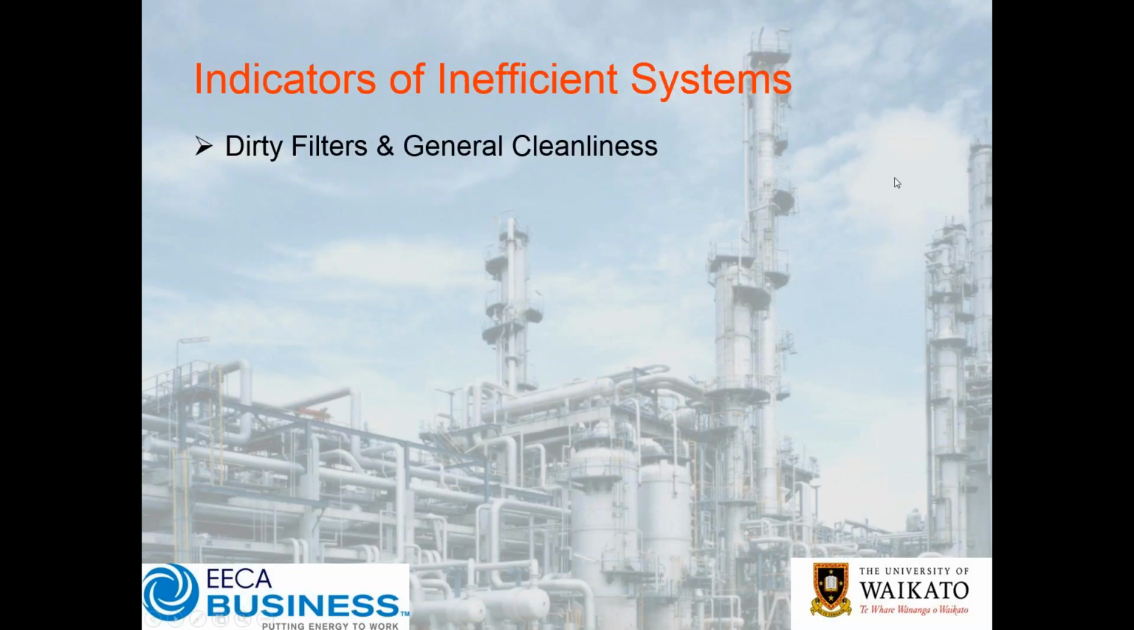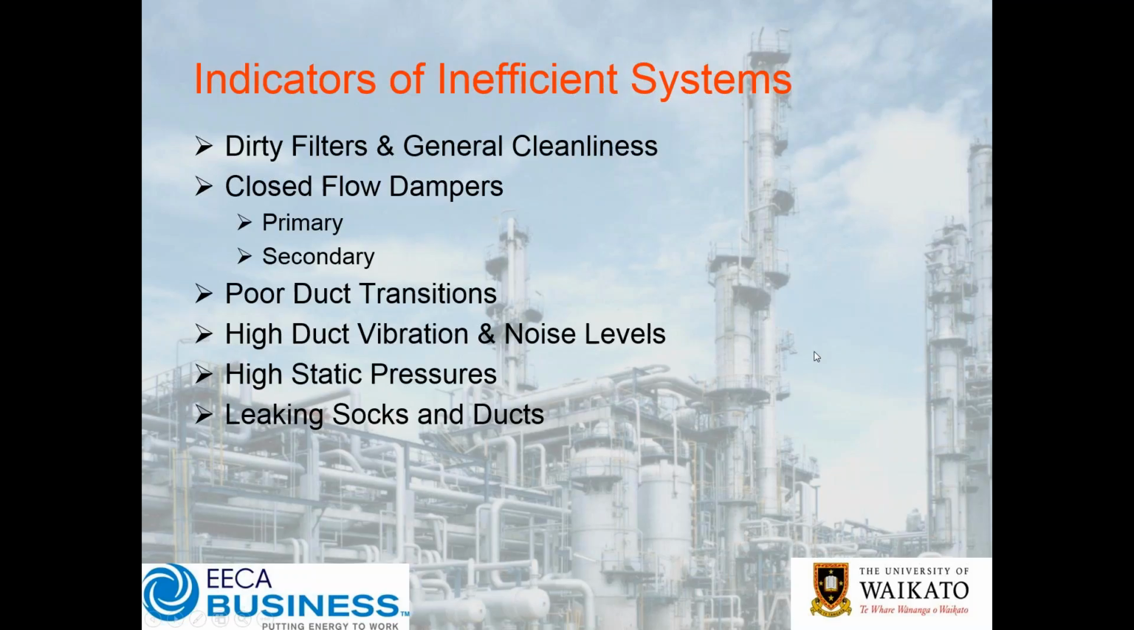So, indicators of an inefficient system, just to really summarize in terms of getting started, and what are the things you really want to look at? What are the easy gains? Dirty filters, general cleanliness is a real easy gimme. If you've got flow control dampers that are even 45% open, 50% open, or even worse, perhaps even more closed than that, that's an indication that you've got an opportunity to do something. You might have primary dampers and secondary dampers. You might have poor duct transitions. If you've got high duct vibration or noise levels, it's time to go and look and start to investigate what's causing those vibrations, what's causing that noise.